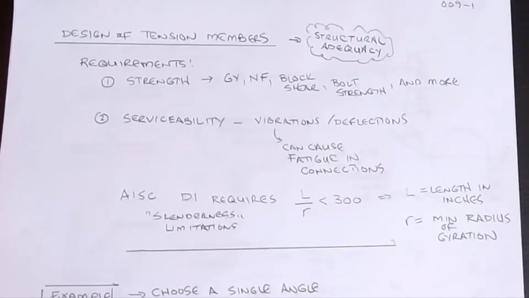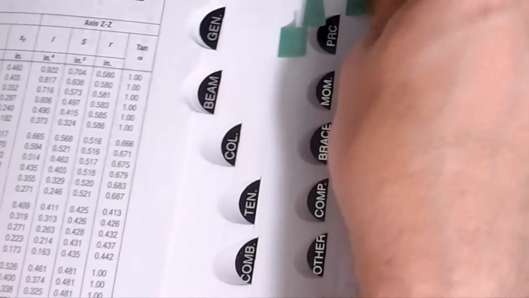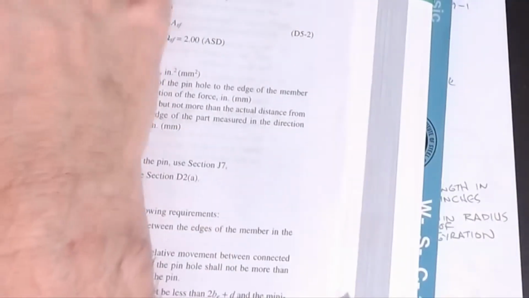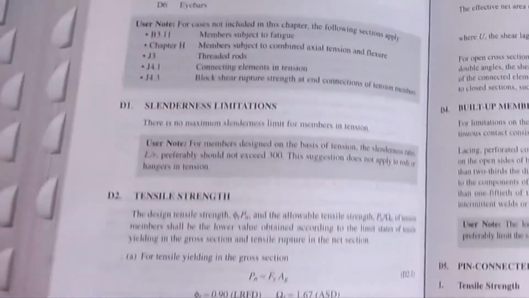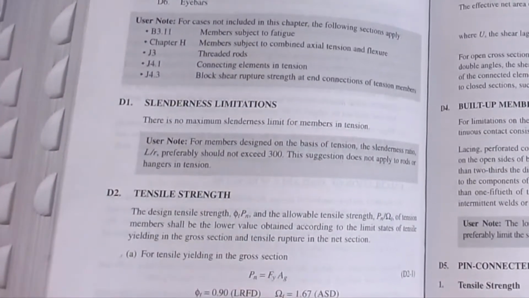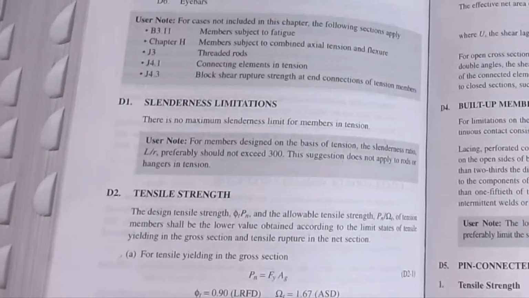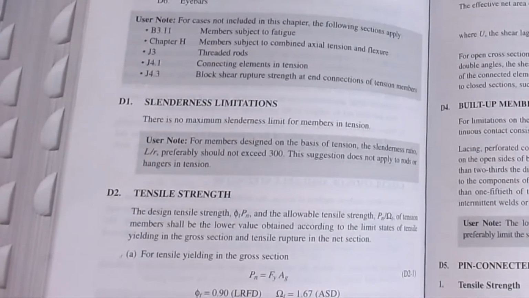Now, AISC section D1 shows us the requirement for serviceability, and it's a very simple requirement. If I flip back, it's basically table D3.1, one page before. This gray box right here is the slenderness limitation. You can see that it says that for members designed on the basis of tension, the slenderness ratio L over r preferably should not exceed 300. It doesn't apply to rods or hangers in tension, but for other members like angles or W sections, this is the criterion that we're going to use and try to stick to.